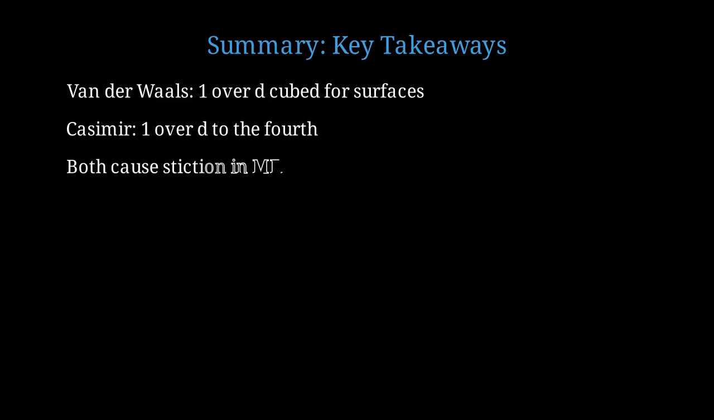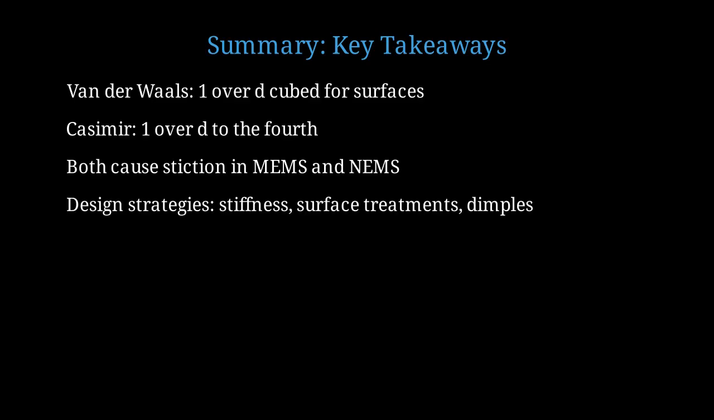Both forces cause stiction failures in MEMS and NEMS, but van der Waals is more important for MEMS at typical gaps of hundreds of nanometers, while Casimir becomes relevant in NEMS at few nanometer gaps. Design strategies to mitigate stiction include increasing stiffness, using surface coatings to reduce adhesion, adding dimples to reduce contact area, and implementing active release mechanisms.